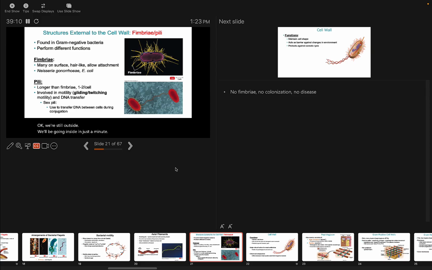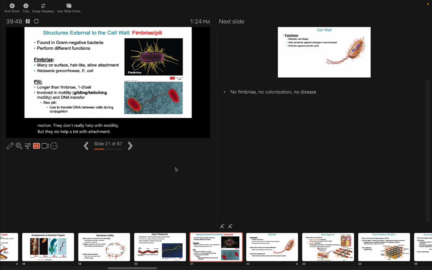So the last kind of external to the cell wall structures, and again, these are all bonus features, none of these are mandatory, are Fimbriae and Pili, and these tend to only be seen in our gram negatives. They have different functions. So Fimbriae are going to be these long hair-like projections. They're not flagella, right? Because they're made of different proteins. They don't have that rotational motion. They don't really help with motility. But they do help a lot with attachment.